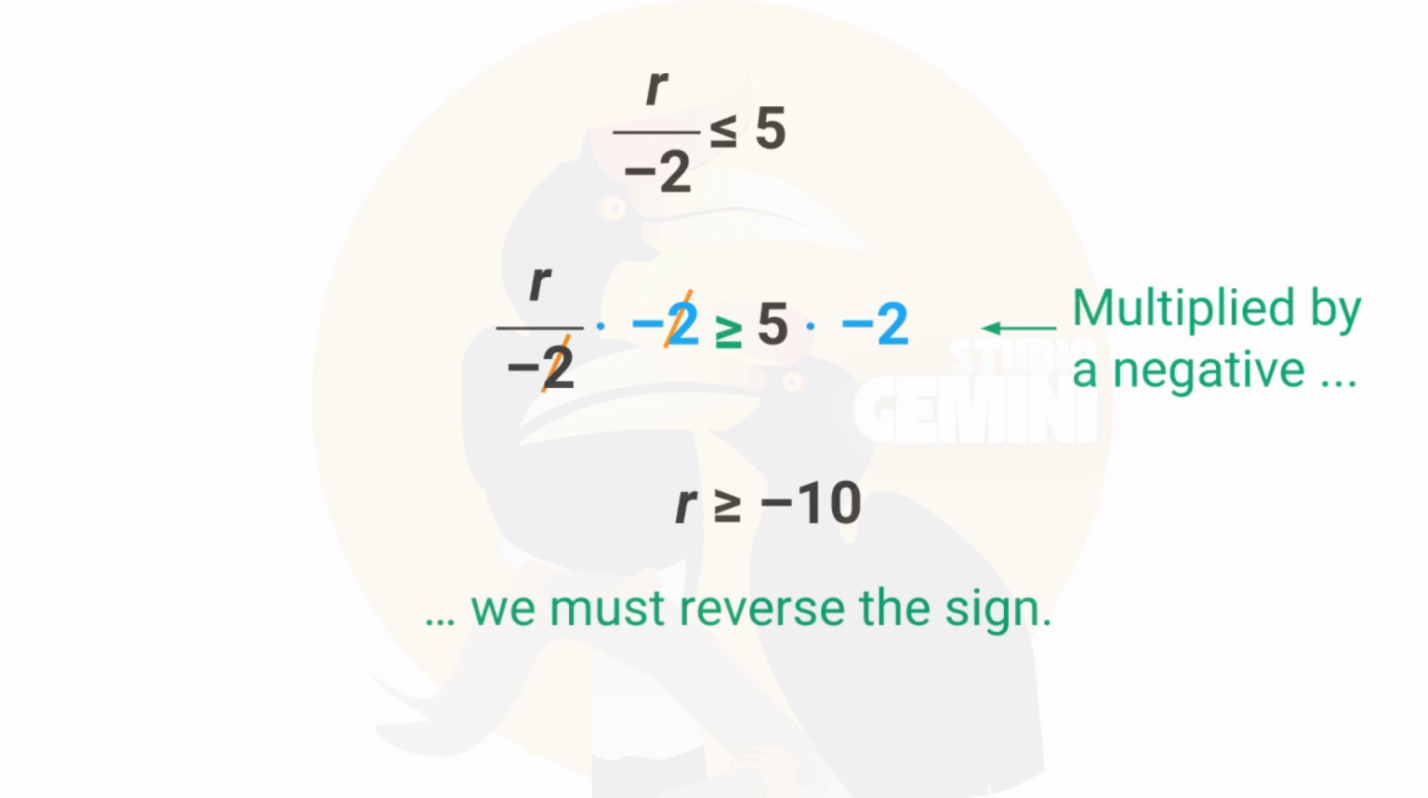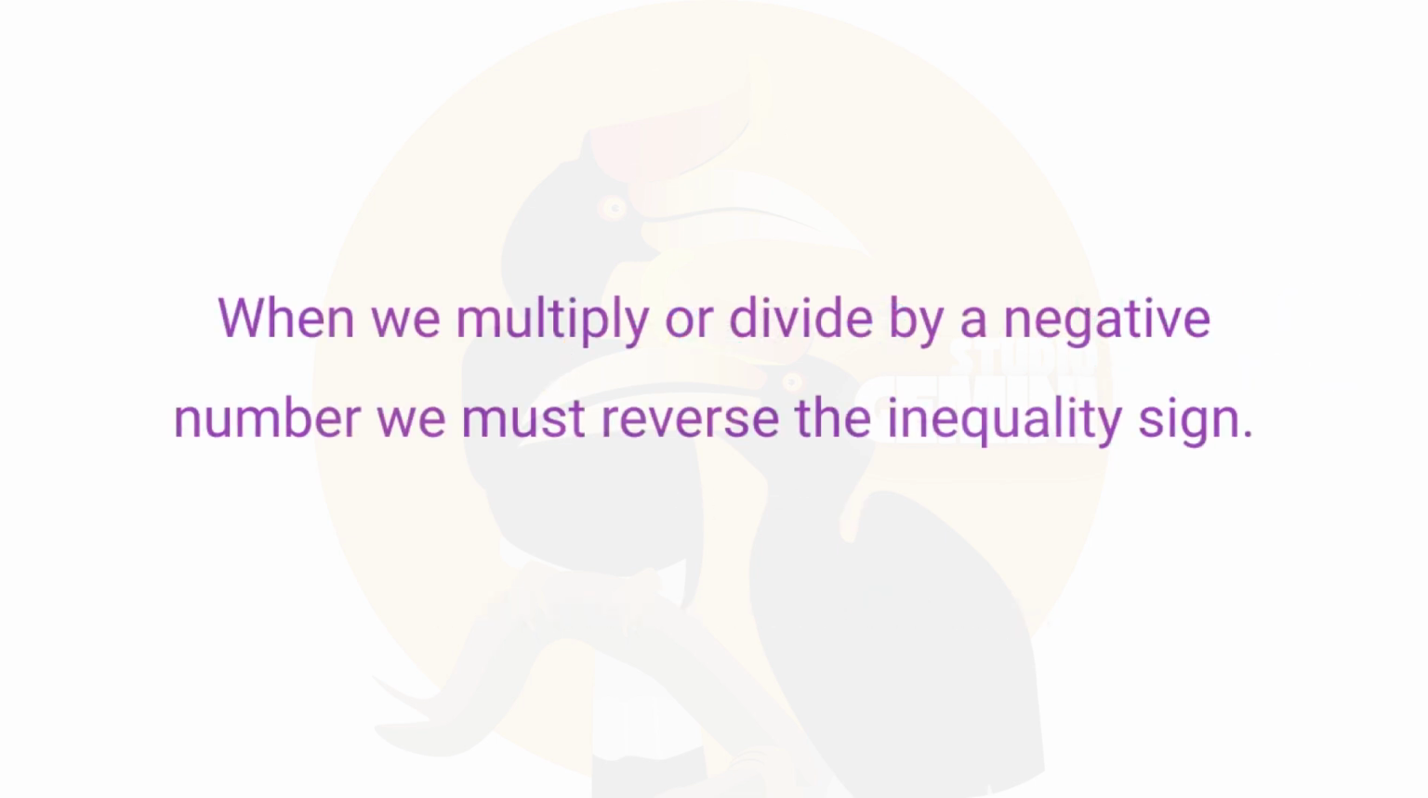So we've seen that when solving inequalities, we can use the same rules as when solving equations, except when we multiply or divide by a negative number, we must reverse the inequality sign. Now you're ready to try some on your own.